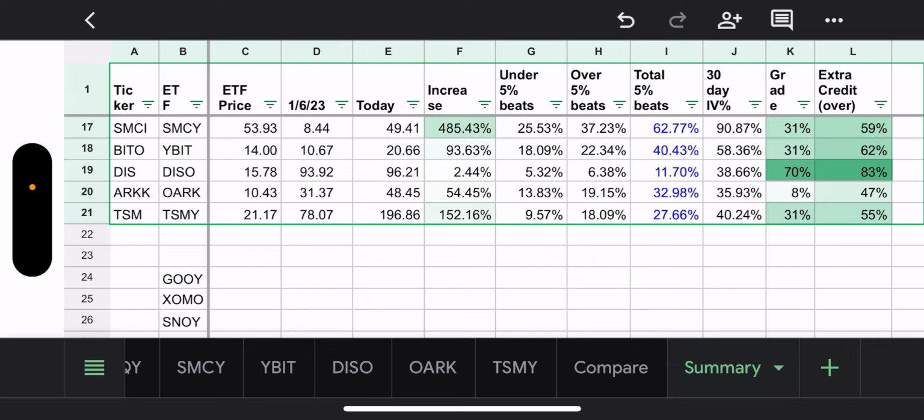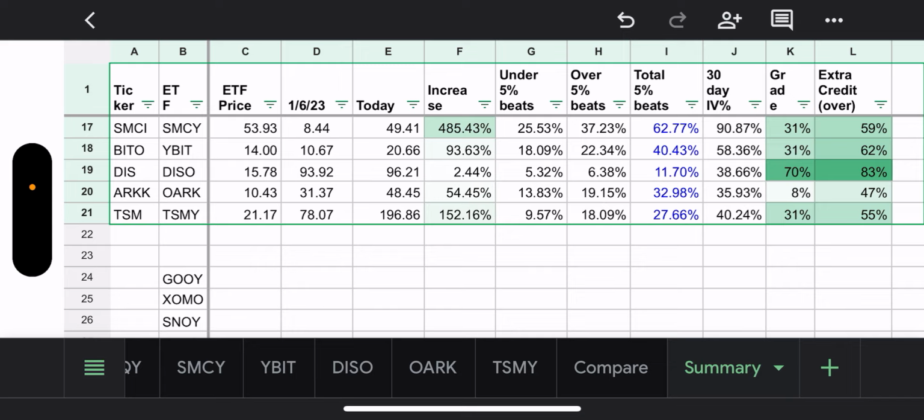Not fantastic. YBIT, 31% grade, 62% on the over. Again, not great. 62% on the over is pretty good though. Here's DISO, 70% on a grade. See the shade of green that's dark? That means it's doing very well comparably to the others. 83% on the over. That's really, really good. So that means they do not get capped very often. Now here's OARK. Their grade is 8%. That is god awful. So that is why the fund is not performing that well.